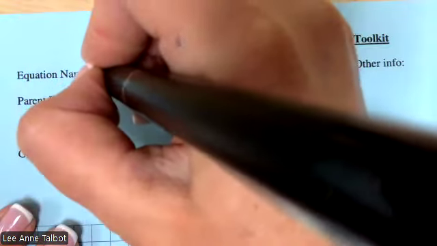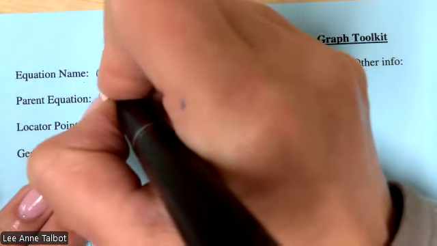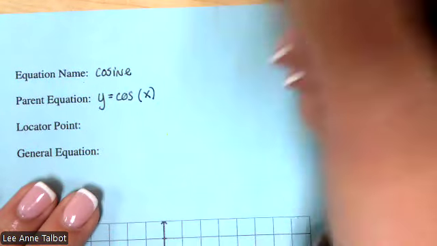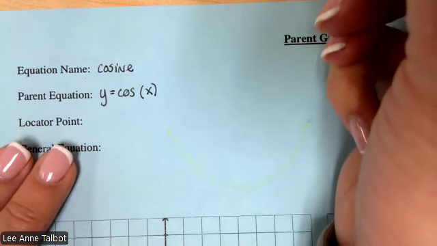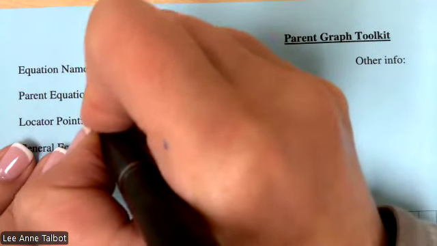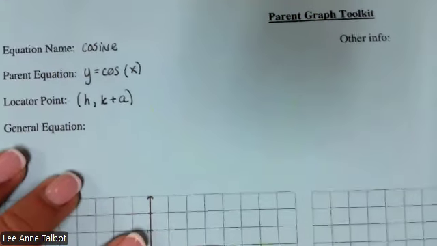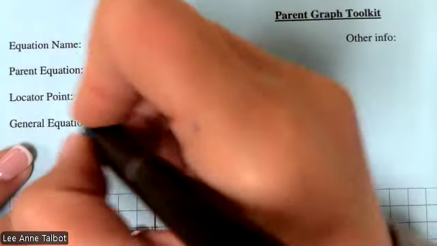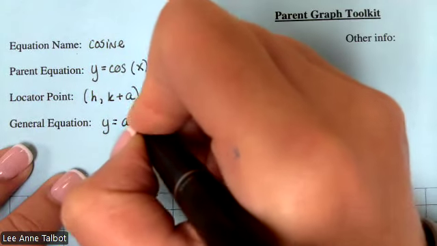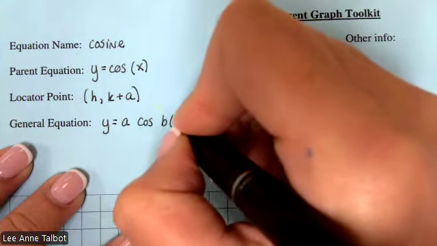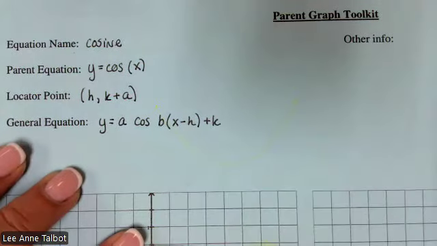Equation name is cosine. Parent equation is y equals cosine of x. And fun fact, locator point's not H, K. Locator point is H comma K plus A, and we'll talk about why that is in a few minutes. General equation's the same, you just swap out sine for cosine. So y equals A cosine B times x minus H plus K.